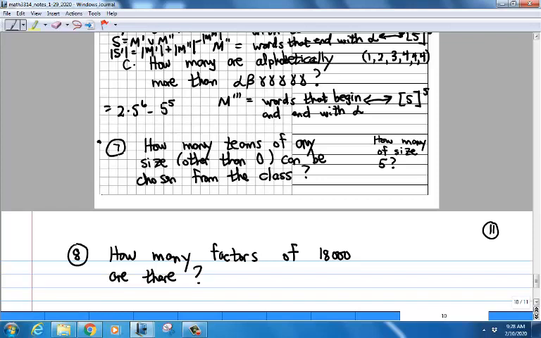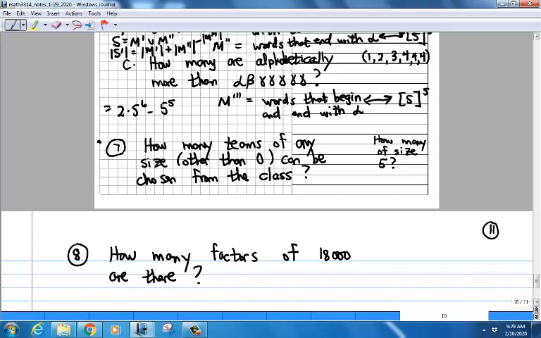There's a couple of ways to go about this one, but I want to get to this next example before we run out of time. These two examples are, again, examples where the model and the set don't so closely correspond. So how many teams of any size, and we can start including 0 if we want, and then we can just take off the 0, can be chosen from the class? We have 20 people in the class.